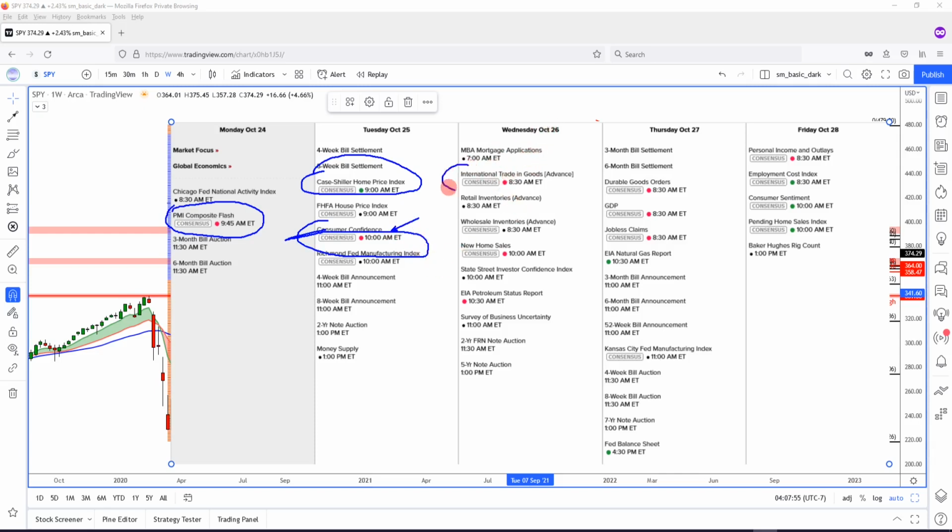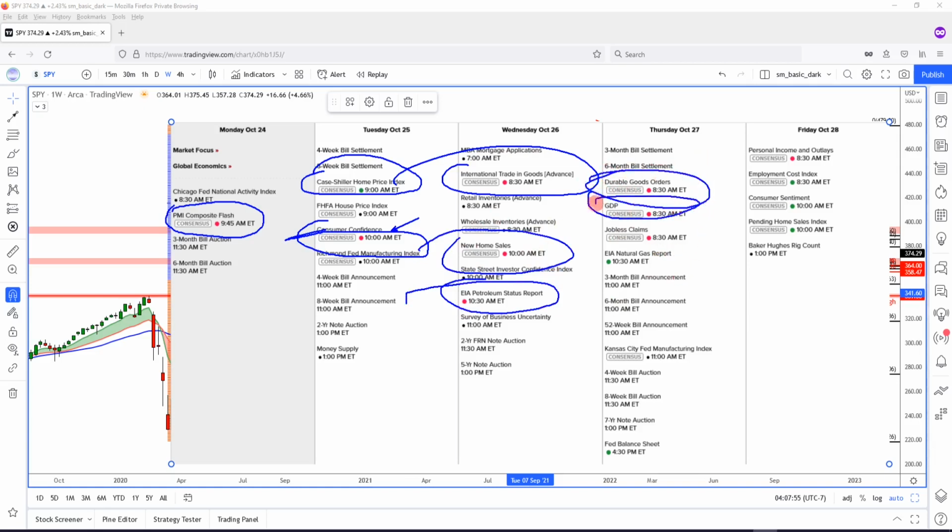Then on Wednesday, we got the trade deficit report. The new home sales will be interesting, and the oil report here. And on Thursday, we got the durable goods, GDP, jobless claims. And then on Friday, we have the personal income report there. So these are the economic reports that I'm going to keep an eye on, and most likely they will create a little bit of movement in the market.